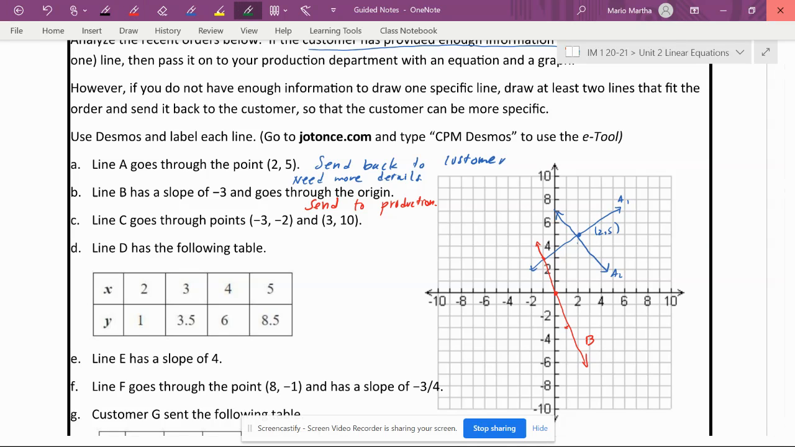All right. Line C goes through -3, -2, and 3, 10. So again, use the tool. If not, you can just draw it right here. So -3, -2 is down here. We go back to the origin. We go 3 to the right and then 10 up. So up here. And again, if you connect those two, is there any other line that can be drawn through there? Not in this case. So again, we're going to send this one to production.